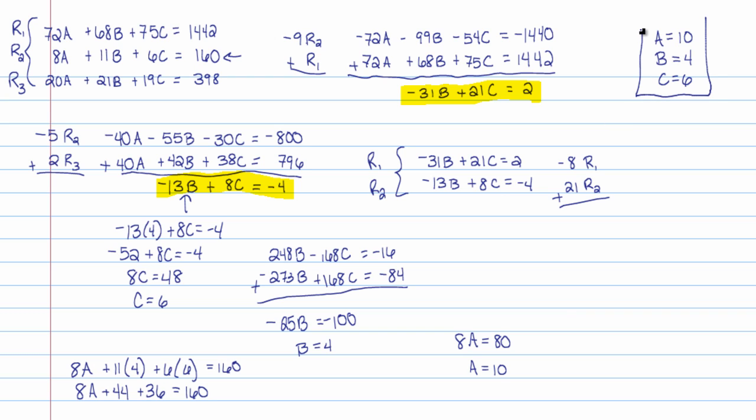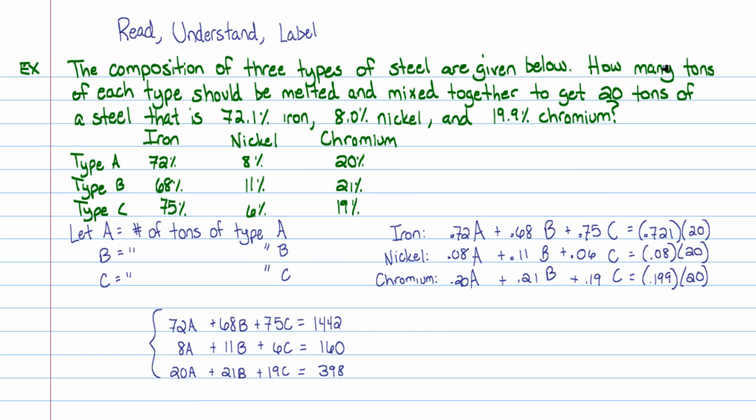At this point, I don't even remember what the original problem was. So I'm going to have to go back and look. But we know it's 10, 4, and 6 for the variables. Okay, so here's the original problem. Remember, we got a is equal to 10, b is equal to 4, and c is equal to 6. Okay. So what does that mean?